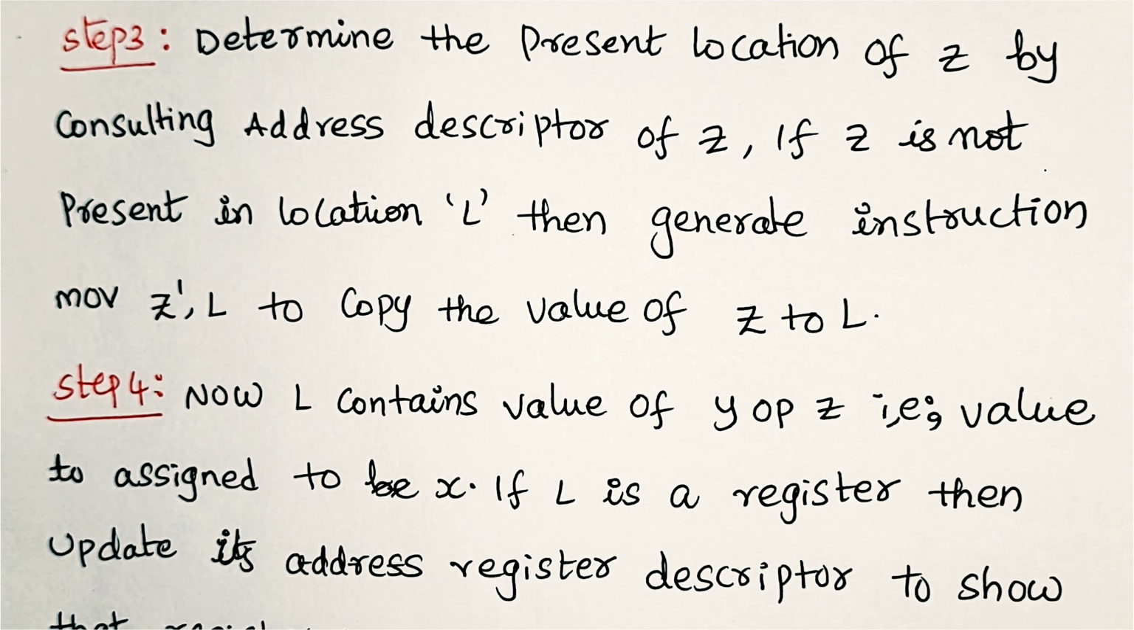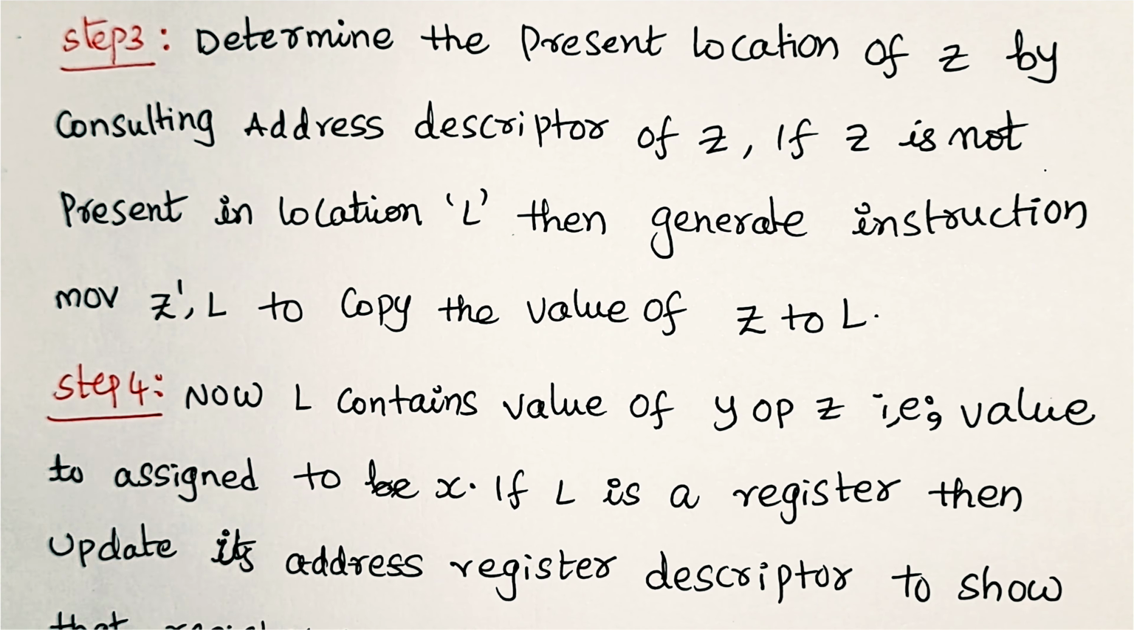So you can see, friends, step 3: determine the present location of z by consulting the address descriptor of z. If z is not present in the location L, then generate the instruction move z', L to copy the value of z to L. So when there is a y op z, first we find the location of y. Then we talk about the location of z, friends. So this is about step 3.